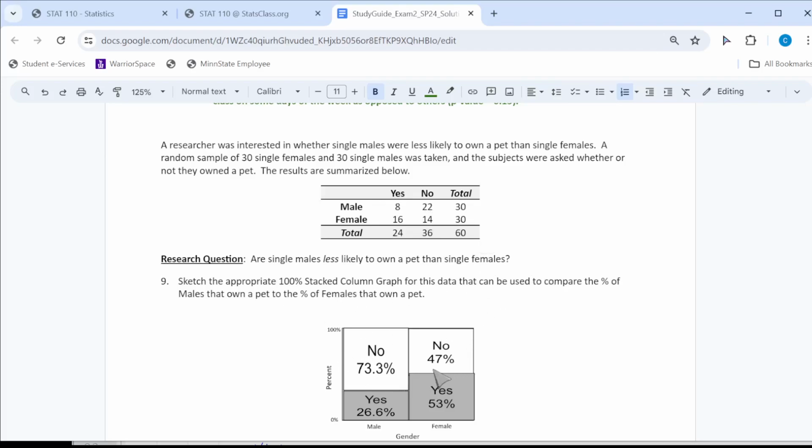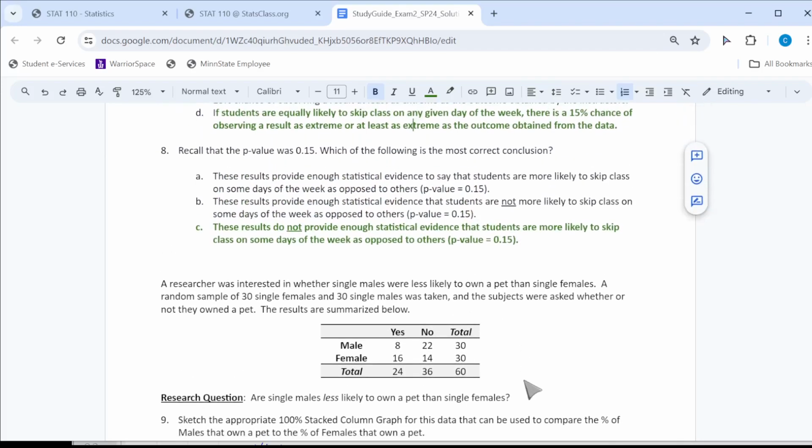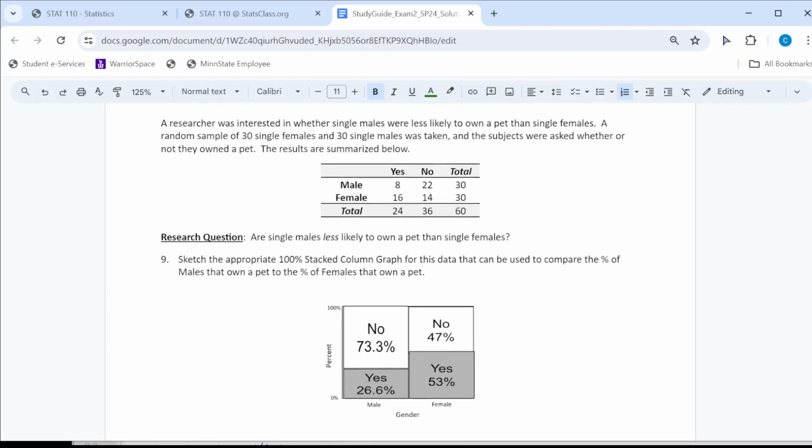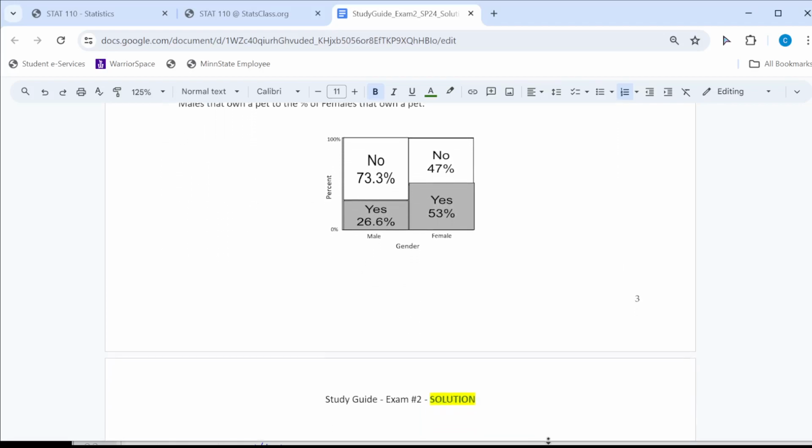In order to compute this again, we need to figure out the yes boxes. Yes for male is going to be 8 divided by 30. So that's where that 26% is coming from. It's going to be 16 divided by 30 for the females. So that's where that 53% is coming from. And then obviously the two other row percentages for the no column would go here in white as I have them sketched here. So just getting comfortable with those row percentages and being able to plot those out on one of those mosaic plots or 100% stacked column graphs.